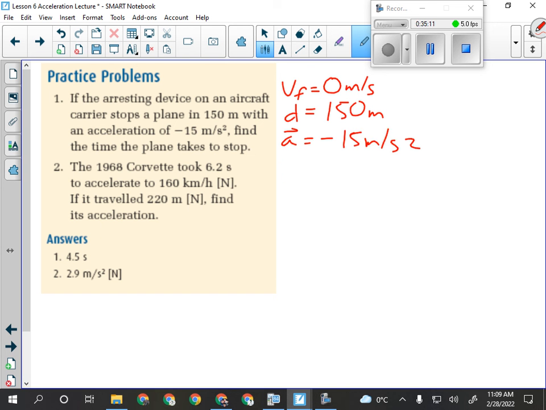Okay, find the time it takes the plane to stop. The only formula I can use is the one we just looked at: D equals VF times T minus 1/2 AT squared. Since VF is 0, that's all gone, and now I can solve for T. But I have to remember to take this negative with me. I'm going to solve for T by dividing both sides by negative 1/2 of A.